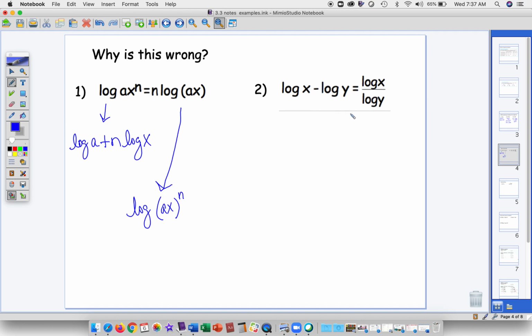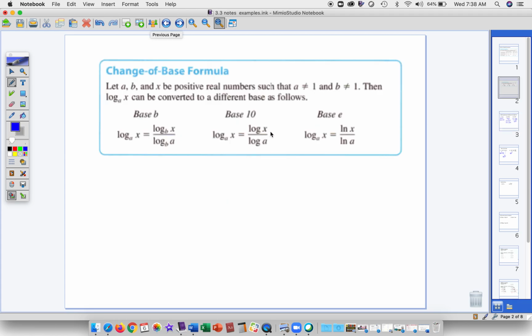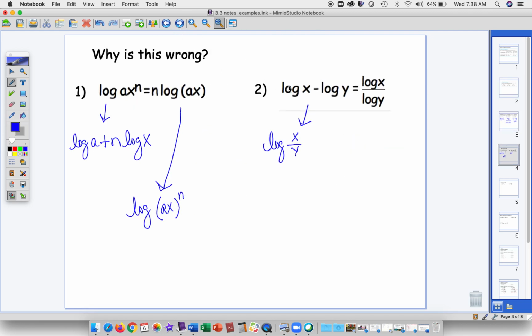Okay, number 2, take a look at this one and see what you think. Okay, if I have the difference of 2 logs, remember this becomes the single log of a quotient, x over y, not a quotient of the logs. So this is wrong. If I have log x over log y, if you look back at our change of base formula, log x over log y, that's from change of base. So this would actually be log base y of x.